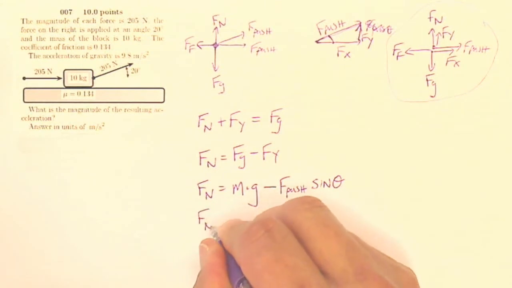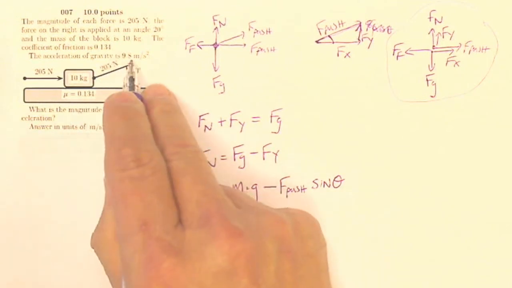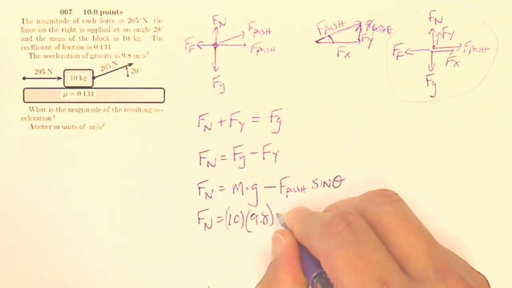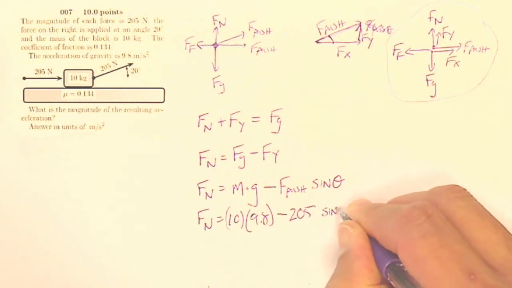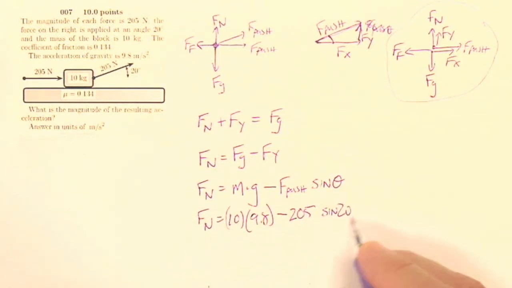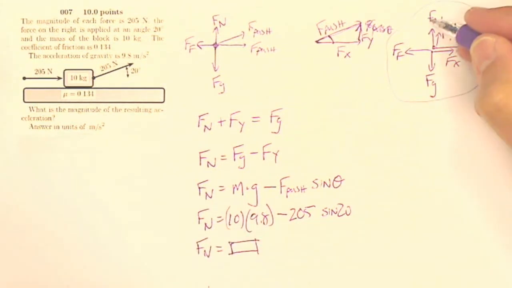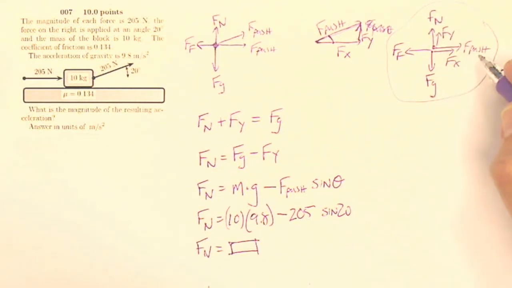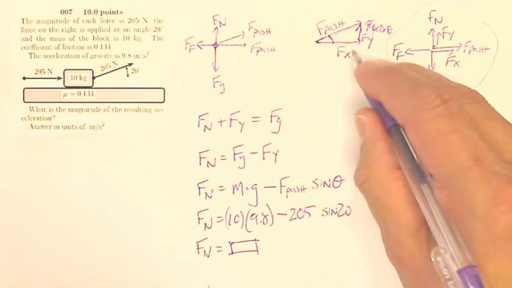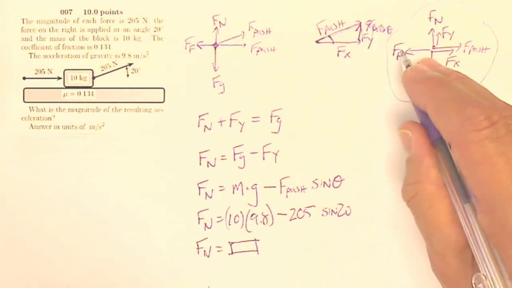So for me, my normal force is going to be mass of 10 kilograms times gravity of 9.8 minus 205 times the sine of 20. That will give me my normal force. All right, so now I know this one, I know this one, I know this one. I know y and normal, and I know gravity. I know my push force here is also 205. My force in the x direction, that's going to be this one. That one is going to be a trig component of this. And then I've got friction pointing the other way.